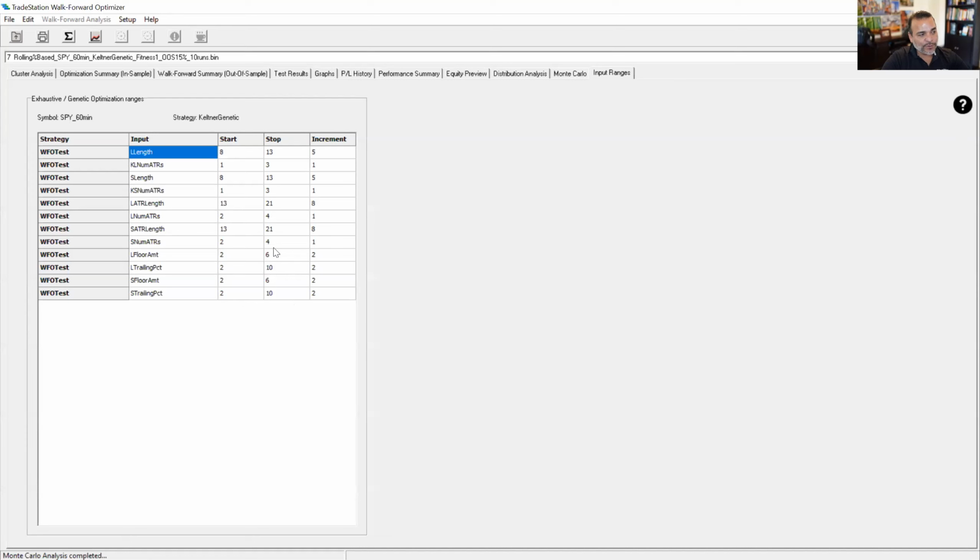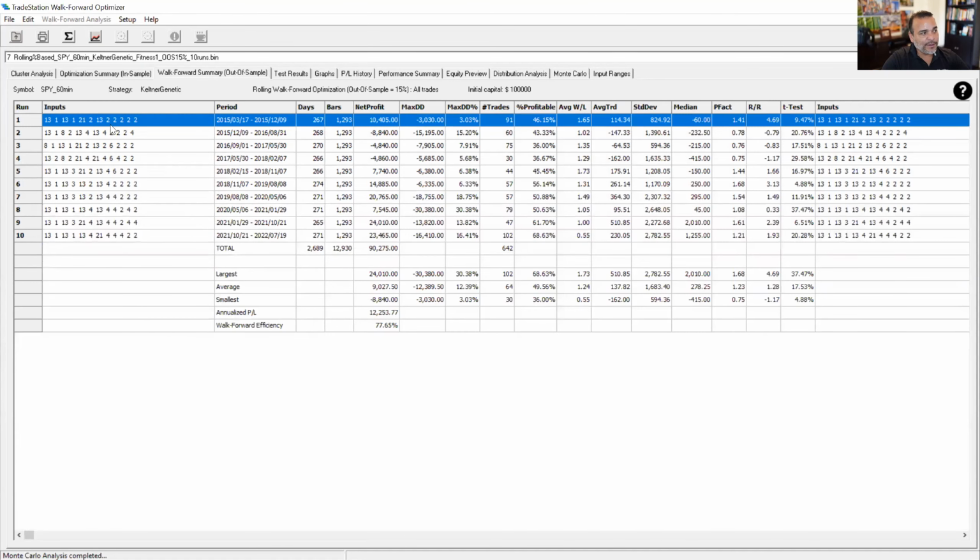We tested from 2 to 4, 2 to 6, 2 to 10, 2 to 6, and 2 to 10. But when we look at the out of sample, it seems like it selected 2s across the board for those last 5 inputs. Just an interesting fact.